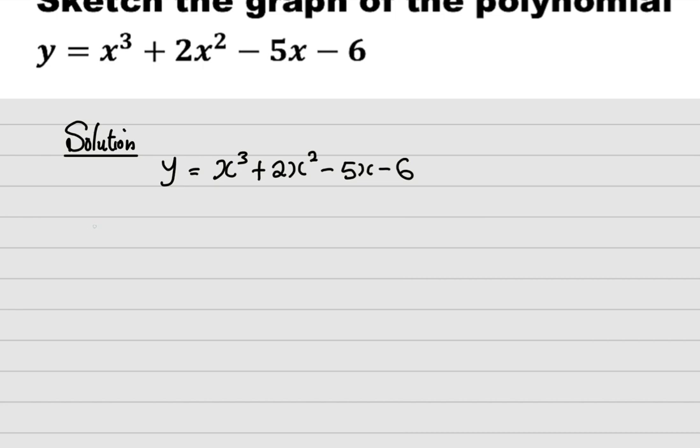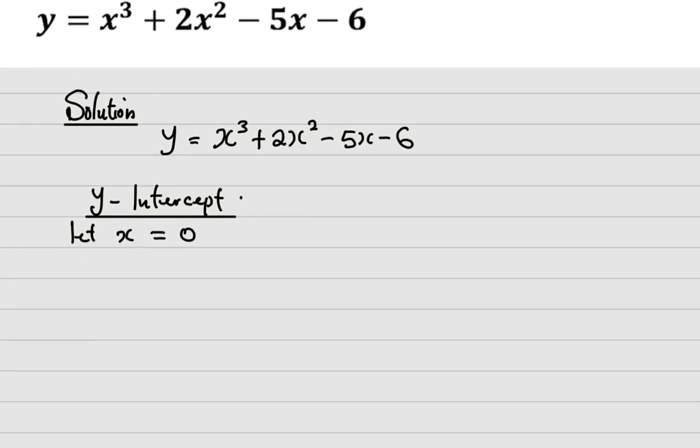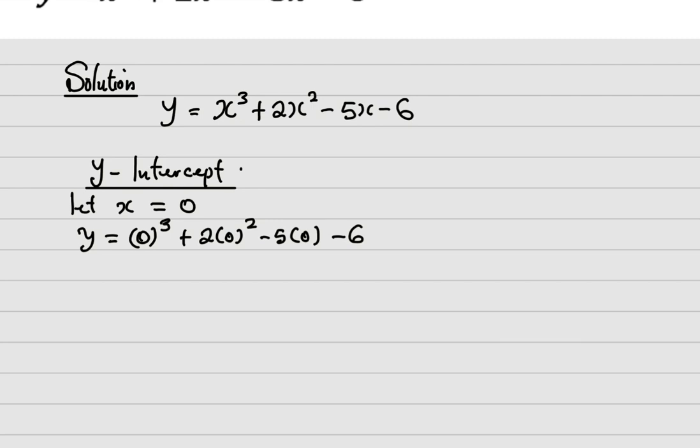So, I'm going to start with the y-intercept. Now, what is the y-intercept? How can I get the y-intercept? I can get the y-intercept by saying let x equal 0, so that I have y equals 0 cubed plus 2 into 0 squared minus 5 into 0 minus 6. What I'm doing here is to substitute x for 0. So you're going to have y equals minus 6.